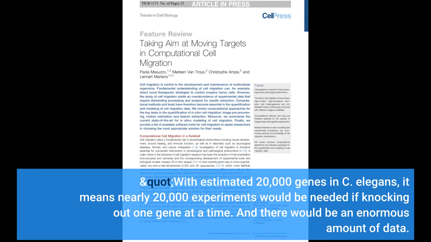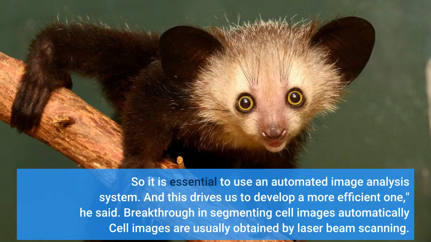With an estimated 20,000 genes in C. elegans, it means nearly 20,000 experiments would be needed if knocking out one gene at a time. And there would be an enormous amount of data. So it is essential to use an automated image analysis system. And this drives us to develop a more efficient one, he said.